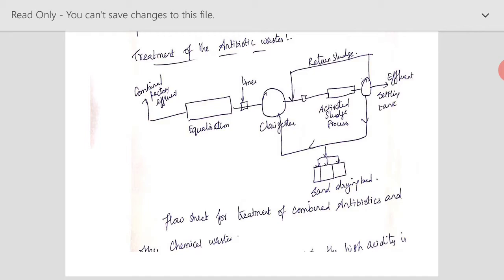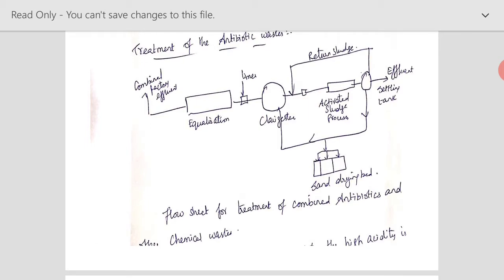Then it settles down, and the clarified liquid can be removed and sent to the activated sludge process, while the settled sludge can be taken to the sand drying beds. In the activated sludge process, further aeration is given to treat this antibiotic waste. Then it is taken to the settling tank, where further settlement of the waste takes place.